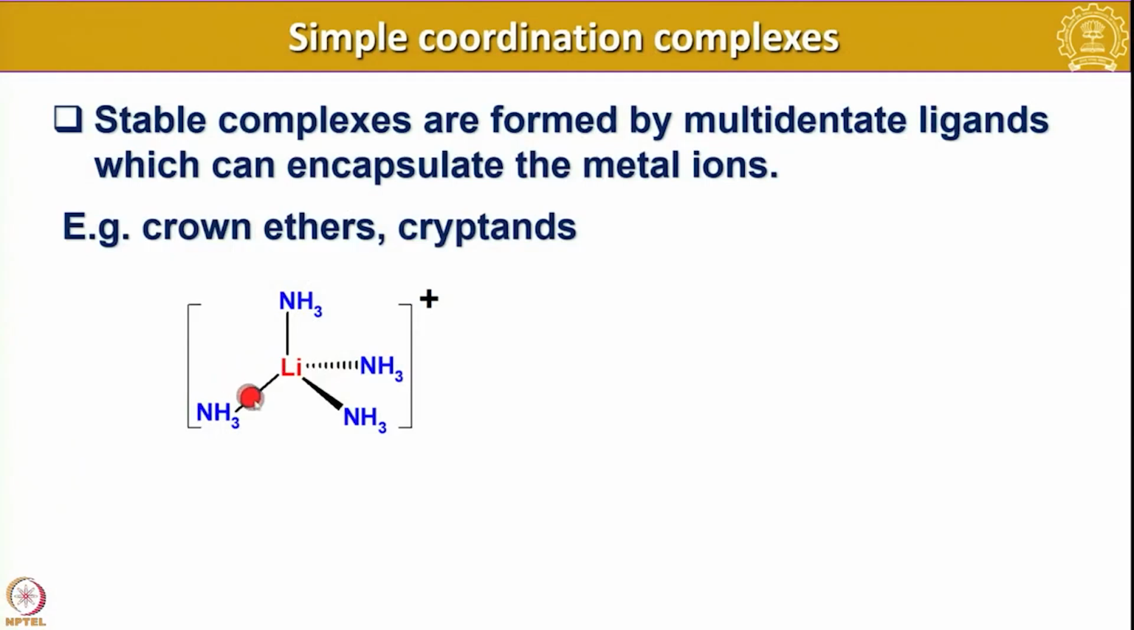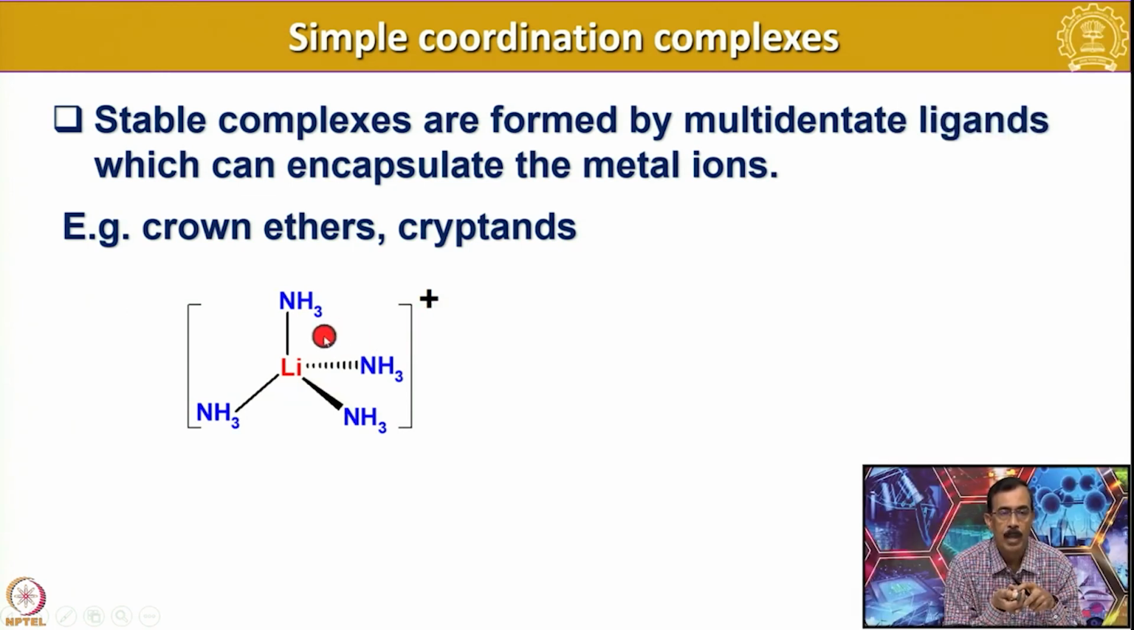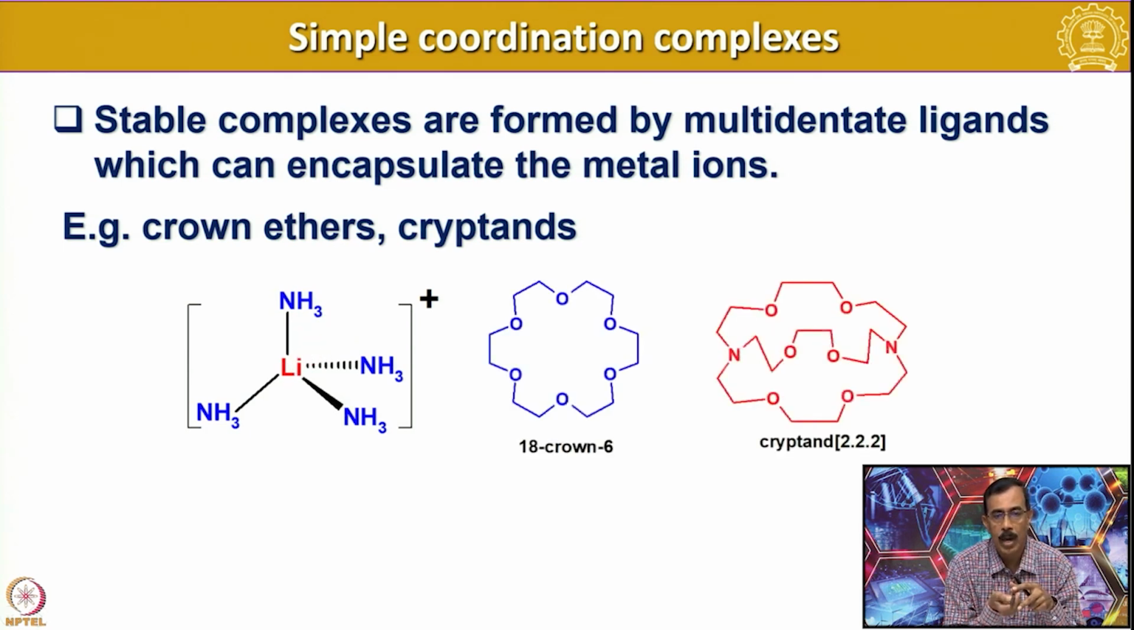For example, lithium can bind to ammonia very similar to any transition metal, and we have a cationic complex here. Nevertheless, if lithium is a counter cation, it is advisable to have some of these crown ethers to stabilize this cation rather than going for monodentate ligands, as they are susceptible to further reaction.